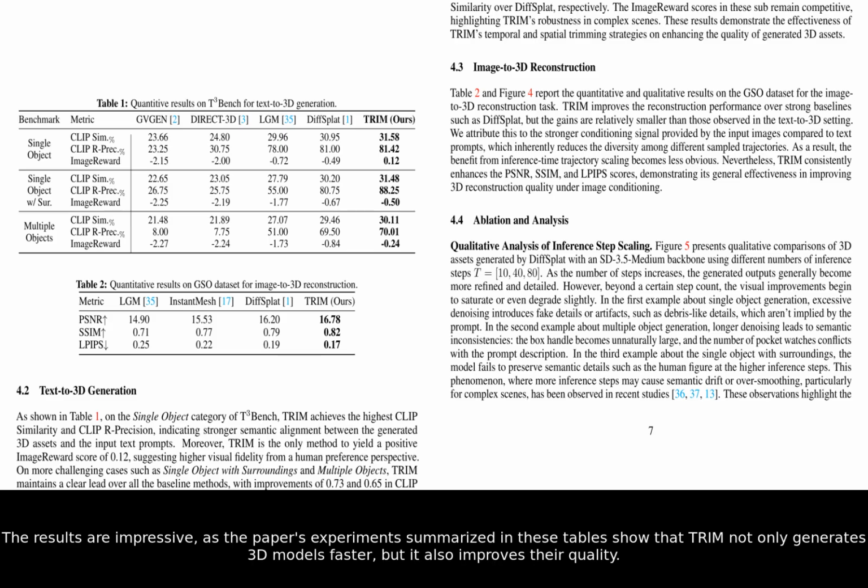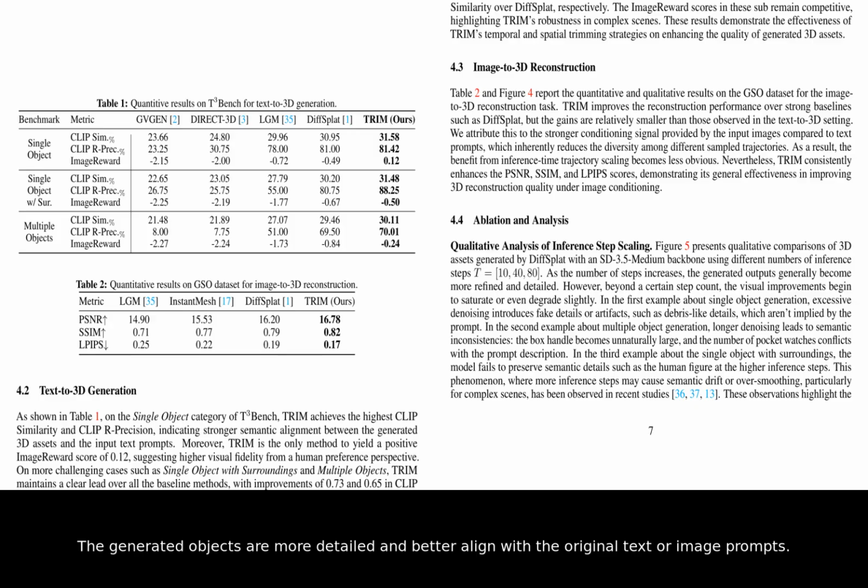The results are impressive, as the paper's experiments summarized in these tables show that TRIM not only generates 3D models faster, but it also improves their quality. The generated objects are more detailed and better align with the original text or image prompts. It consistently outperforms previous state-of-the-art methods across several benchmarks.